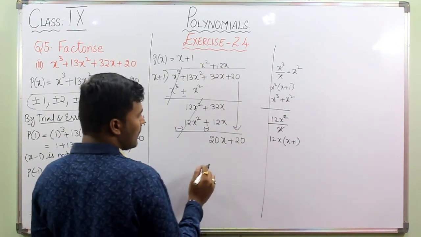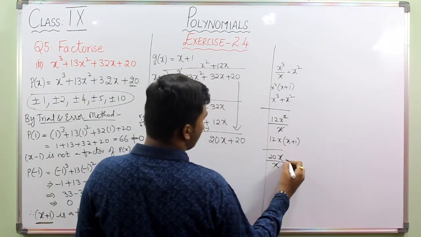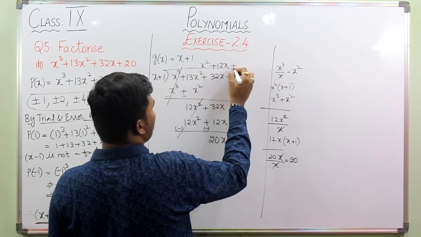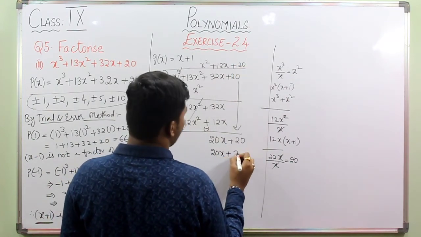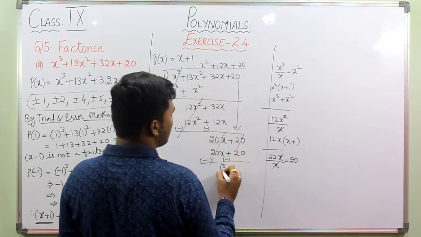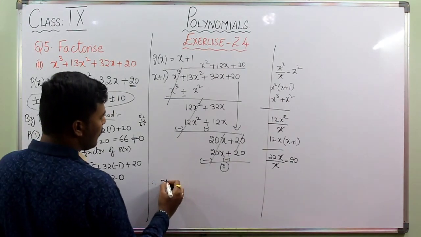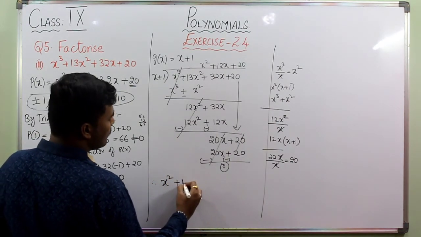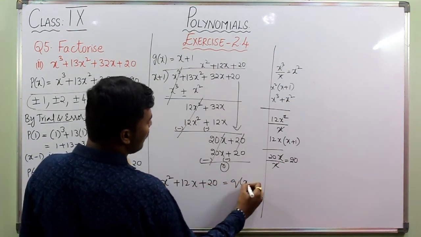Okay. Again the first term is 20x by x, which will give you 20. So plus 20. Right, 20 into x is 20x plus 20 ones are 20. Change the symbols, minus gets cancelled, you are left with 0. So therefore q of x is x square plus 12x plus 20.